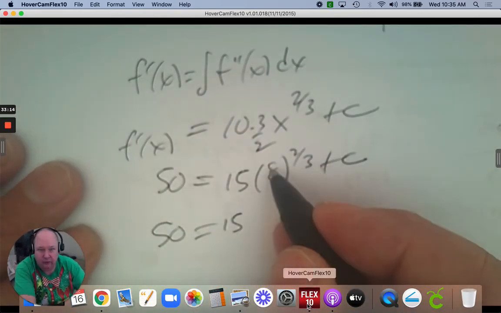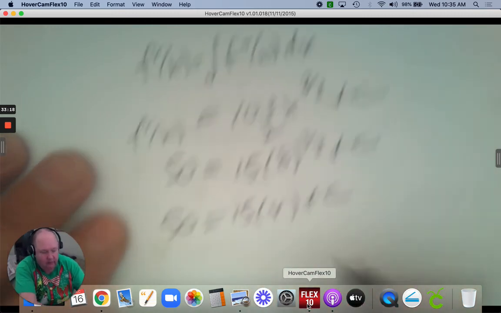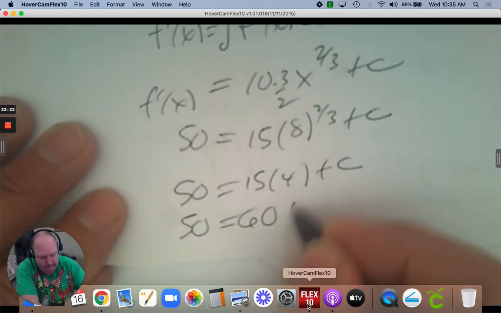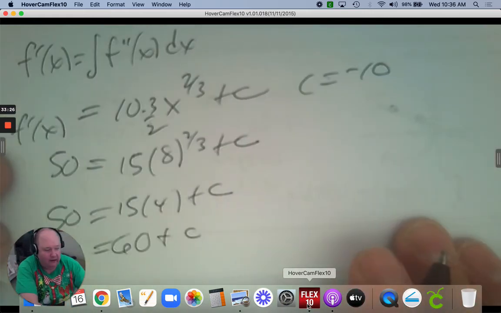So the cube root of 8 is 2, and 2 squared is 4. So this becomes 60. Subtract 60 and you can see c is equal to negative 10.